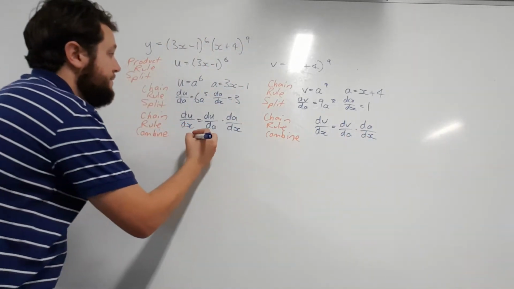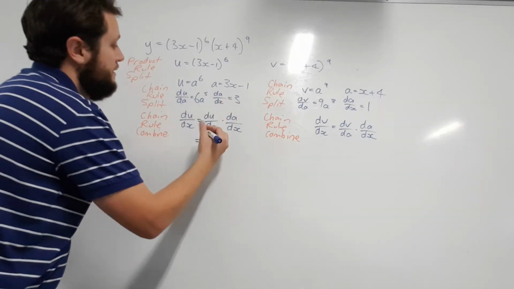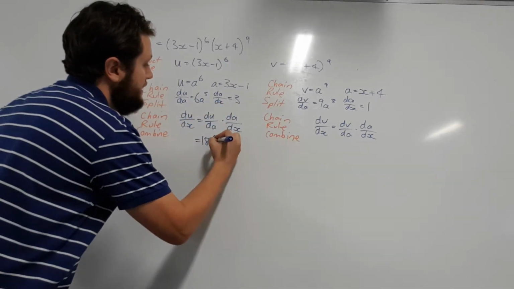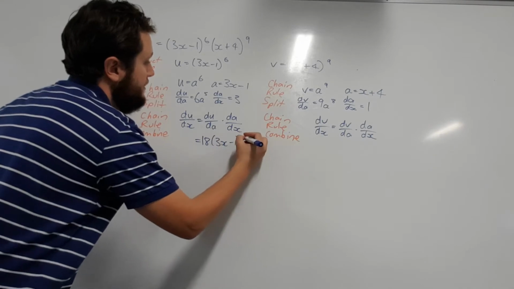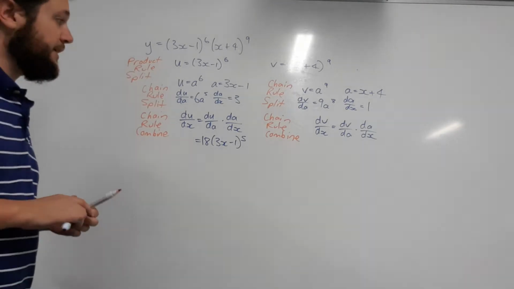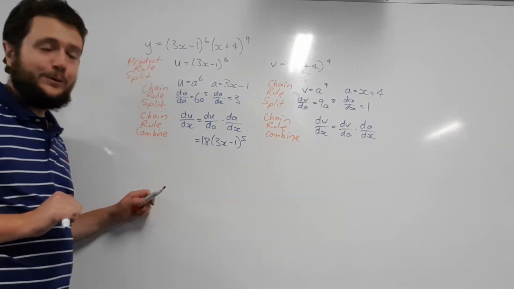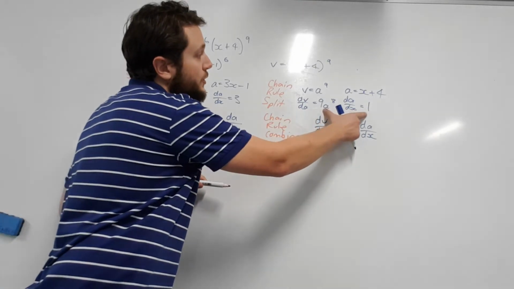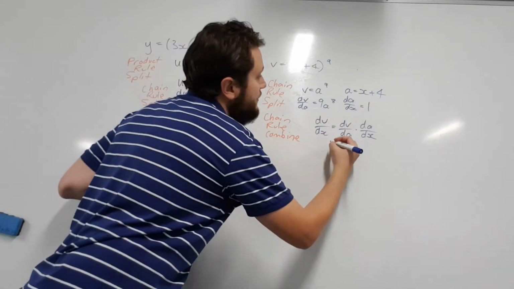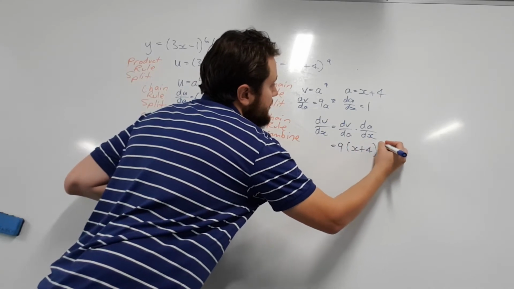Put it all together. So on this side, it's going to be 6A^5 times 3. That's going to give me 18A to the power of 5. So that there's the A. I put it together in one go there to make it a little less hideous looking on the board. Do the same here. 9A to the power of 8 times 1. That's simply going to be 9. Put our A back in to the power of 8.